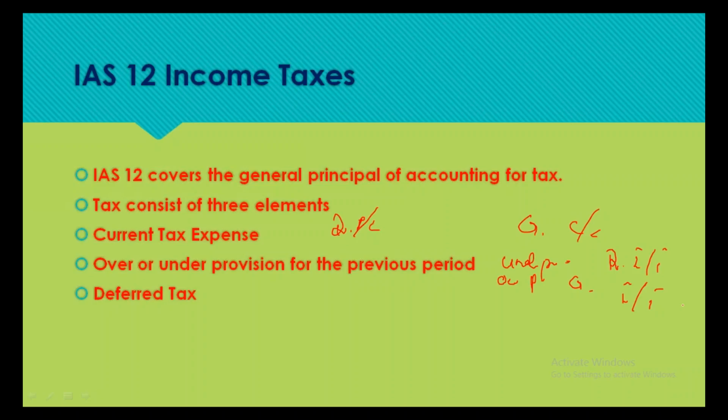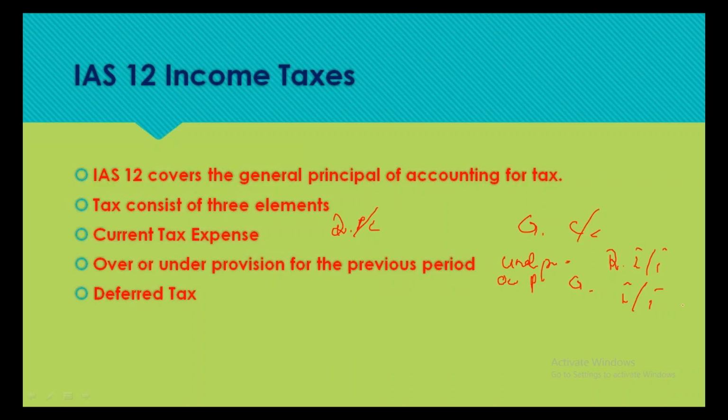If it is an over provision, meaning last year you over provided and the taxman says you don't need to pay so much, then you will deduct it from next year's income tax expenditure. So next year, if it is 50,000 expenditure and there was an over provision of 3,000 in the previous year, you will charge to the P&L 50 minus 3, 47.